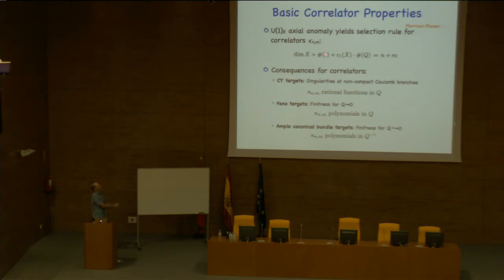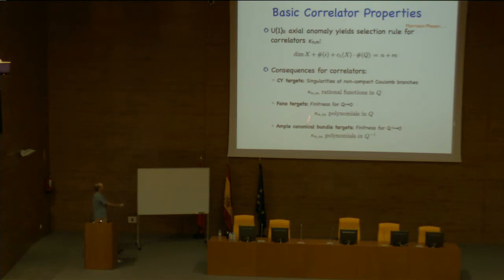Then these kappa and m, as a consequence of this selection, together with some further considerations about singularities in the moduli space of these 2D gauge theories, turn out to be rational functions in Q. For Fano target spaces, you can argue that the correlators have to be finite in the limit Q goes to 0, so that the selection rule tells you that K and M are polynomials in Q. The other extreme case is an ample canonical bundle target space, where Q inverse going to 0 has to be well defined, so K and M are polynomials in Q inverse.